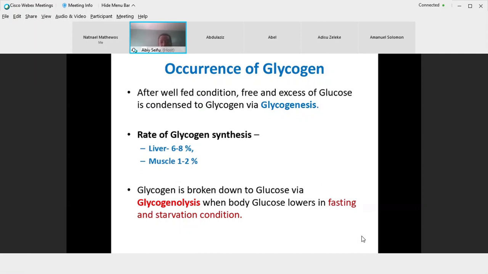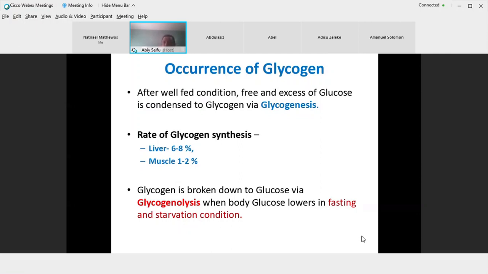After a well-fed state, when we have excess glucose, this glucose can be condensed to form glycogen. This process is called glycogenesis. Glycogenesis is the process of formation of glycogen from glucose, and this glycogen synthesis occurs in the liver as well as in our muscles.